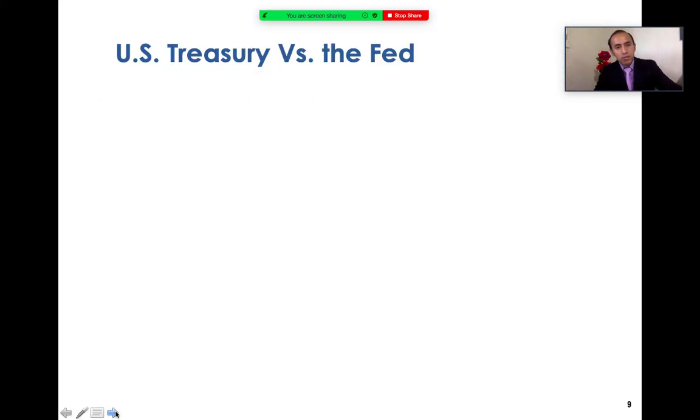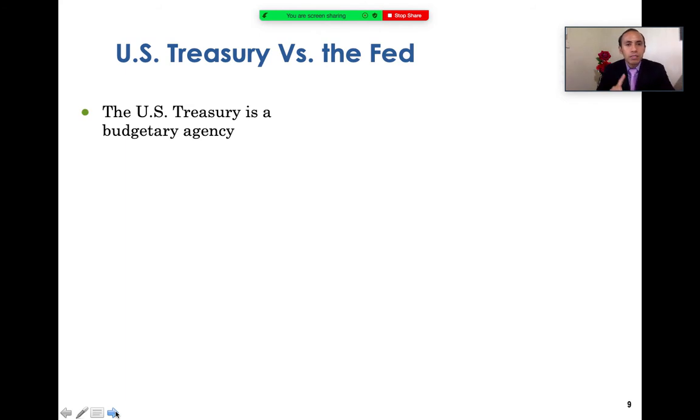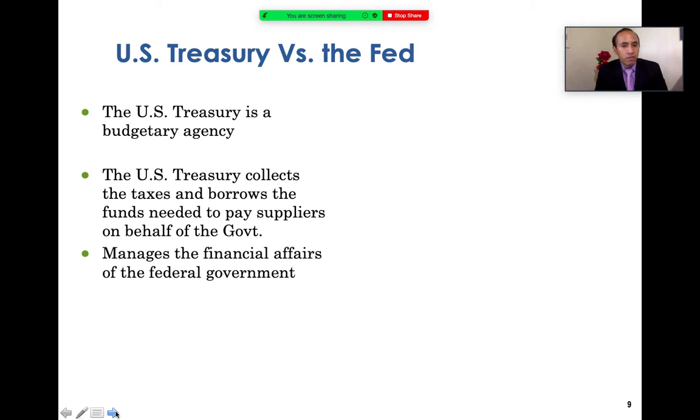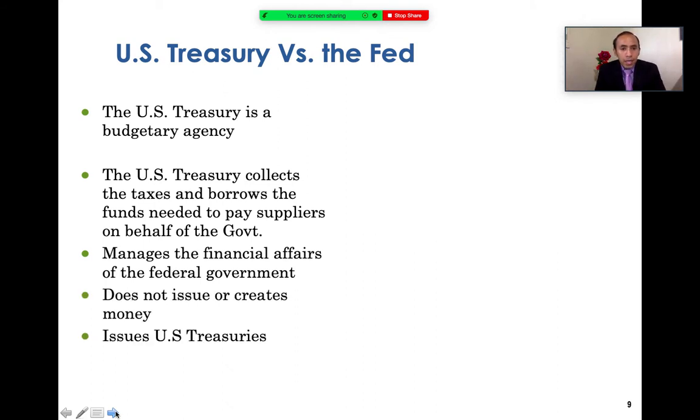So, breaking down the U.S. Treasury versus the Fed: the U.S. Treasury is a budgetary agency for the U.S. government. The U.S. Treasury collects taxes and borrows funds needed to pay for government spending. It collects the taxes and funds government activities from that tax revenue, or it also borrows funds from the public by issuing treasuries to finance government activities. It manages the financial affairs of the federal government, and it does not issue or create money. It issues U.S. treasuries, the certificate.